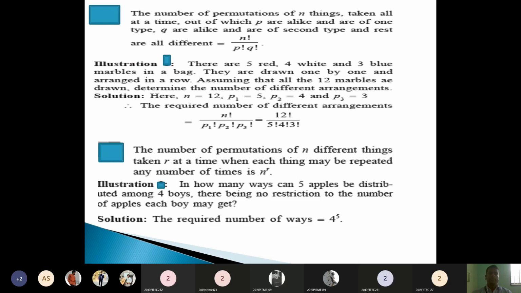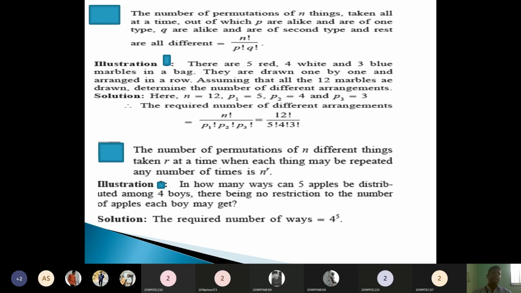Take the marbles one by one and arrange them. Take all the marbles: 5 red marbles are the same type, 4 white marbles are the same type, I mean the same color and same size. That is the meaning of these 5 red, 4 white, and 3 blue marbles, and arrange them in order, in a row. So how many different arrangements, I mean how many ways can you permute them?